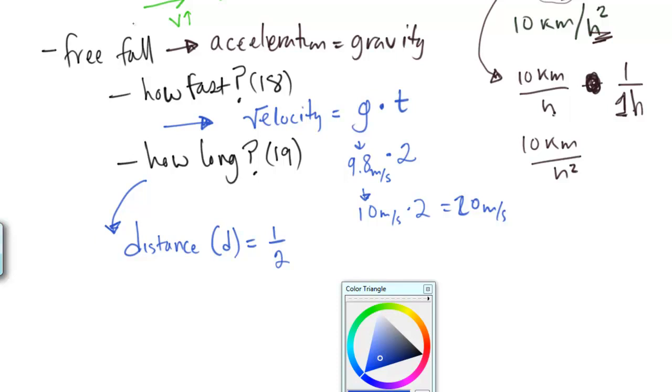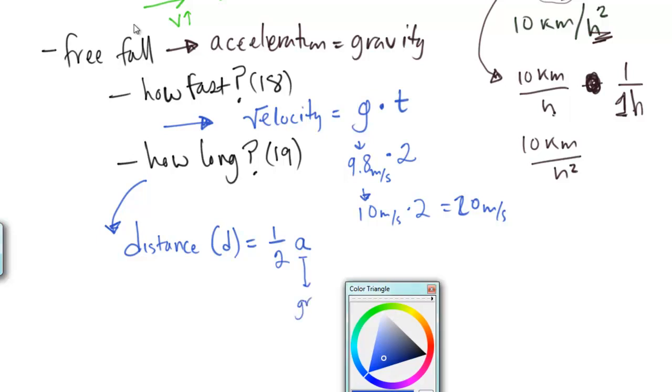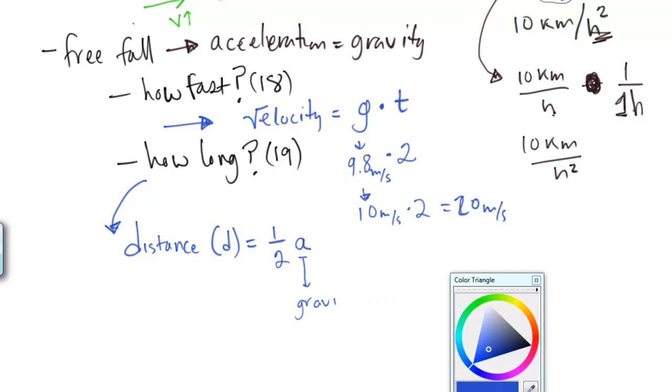Could be something else. So that's why it's written as A, but A could also be gravity. If it's just going straight down, and you didn't push the object down, then it's times the time that it took to travel, squared.